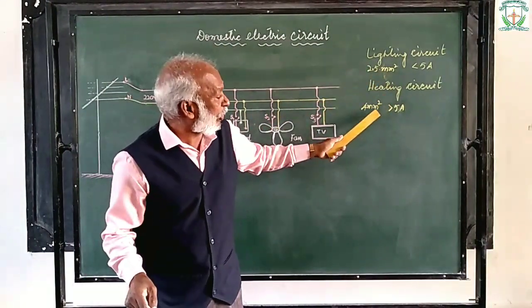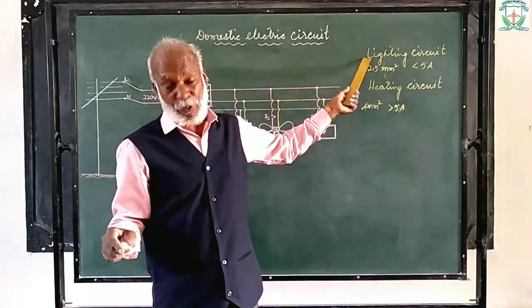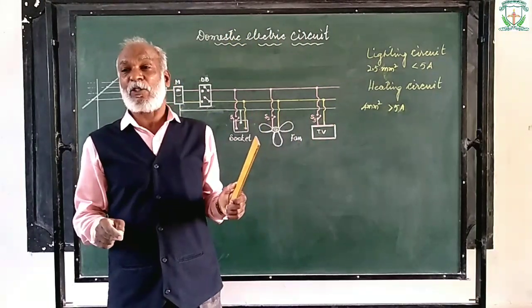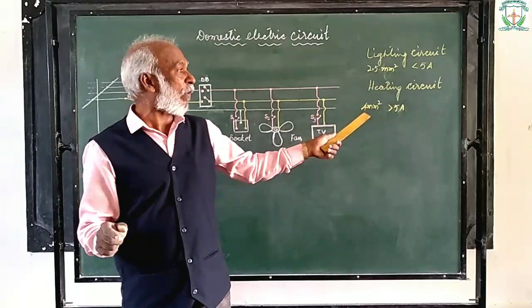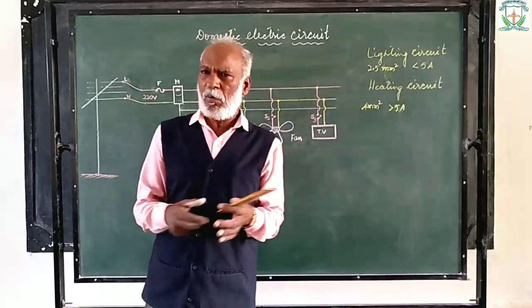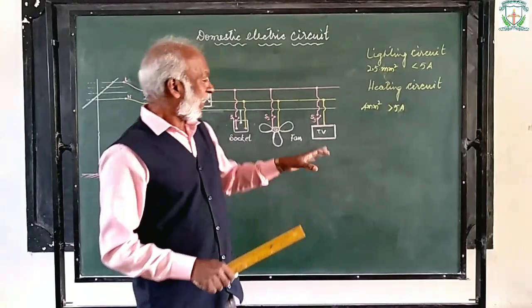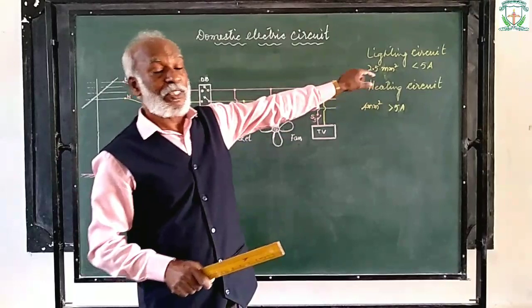Why don't you use 4 square mm thick wire for the lighting circuit? You can use it, but it is a waste of money. It's not required. If you use thick wire for the lighting circuit, no problem, but the only thing is you will be spending more on the wiring. Understand? So this is how the wires are chosen for the circuit.